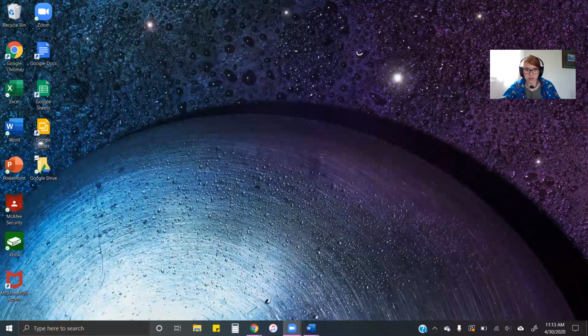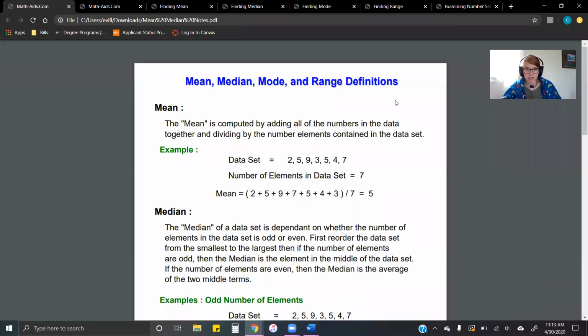They are, sorry, still getting used to this whole recording thing, but they are about mean, median, and mode and range. So if you've never heard of any of these things, they're not too hard. They're kind of annoying sometimes, but I mean, what math isn't? So first we'll start out with mean.